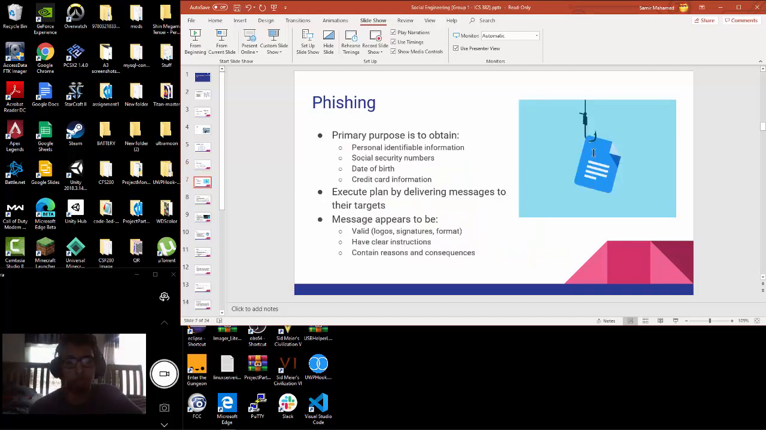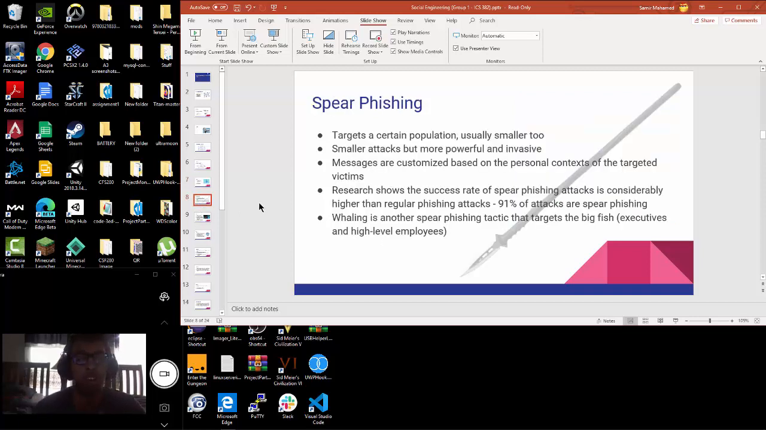The primary purpose is to obtain personal ID, social security numbers, date of birth, and stuff like that. And usually it looks valid. You cannot tell the difference. It's all the logos, the signatures, the format. It's literally been created to be a real, like, fake. You can't tell. Maybe if you were paying super close attention, but it just looks like another plain old business email.